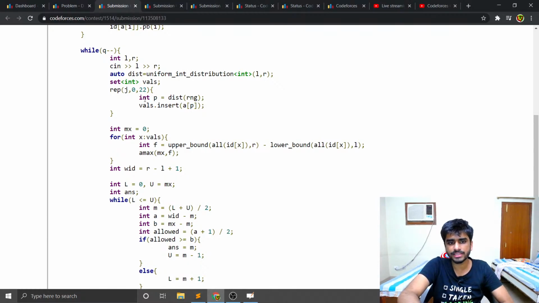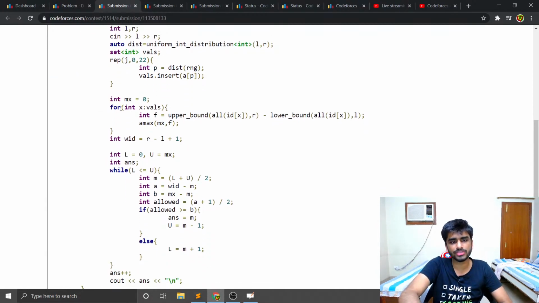And what I'm doing is each time I'm finding a random element and putting it in a set, okay? And then I will just go through the set and try to run this code with each element, assuming that it is the mode, and then I just have to find the frequency of that element in this given range, and I can do that using upper bound and lower bound.